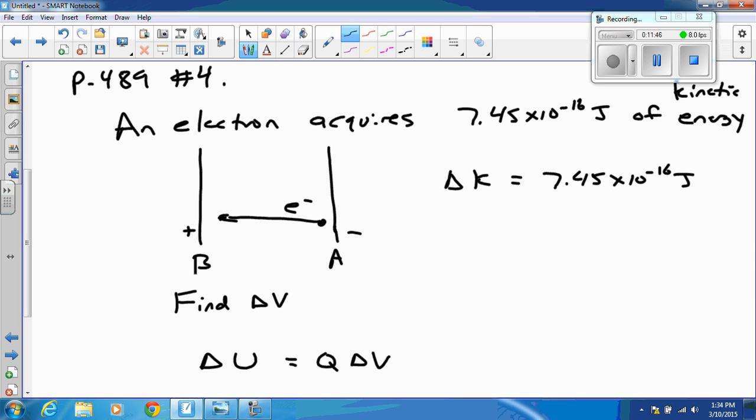Now, the charge on the electron we know about. The change in voltage we're trying to find. What about that change in potential energy here? We weren't given a change in potential energy. We were given a change in kinetic energy. Are those two related in some way? Yes, that's exactly right. Whatever kinetic energy was gained, it was gained at the expense of losing potential energy. So I can immediately say that delta U is this right here. Does everybody see that logic? This is the key point in the problem. The rest is just plugging in.